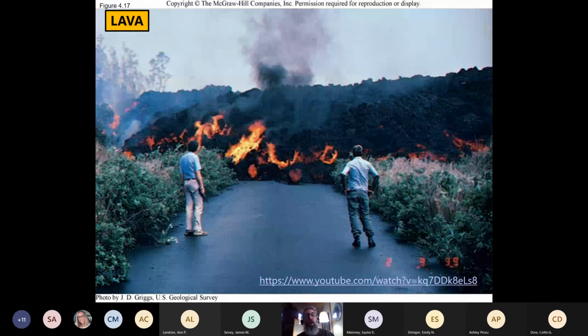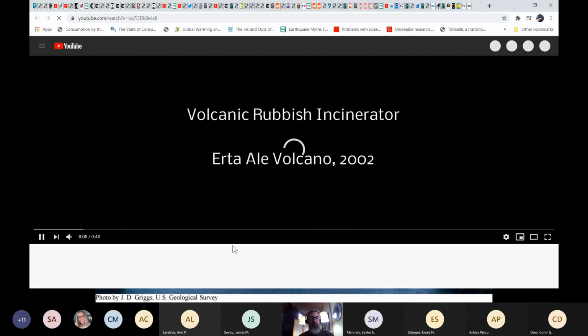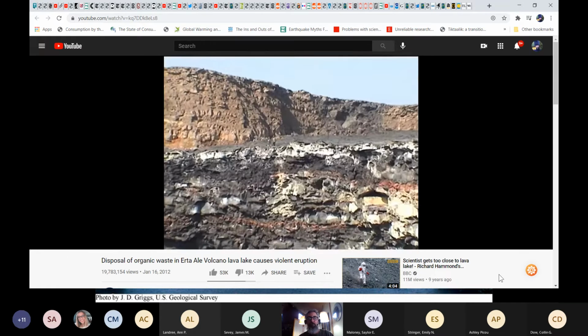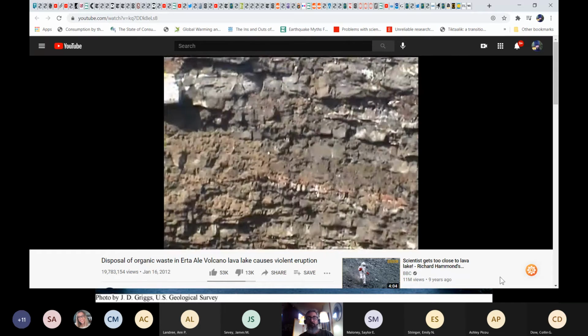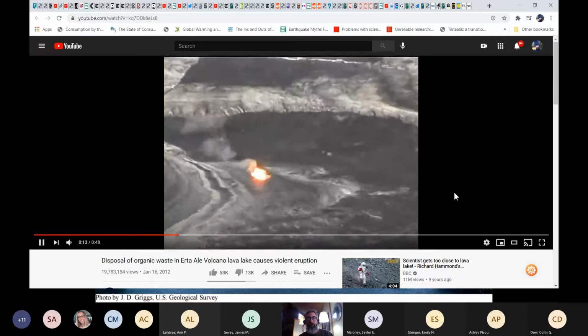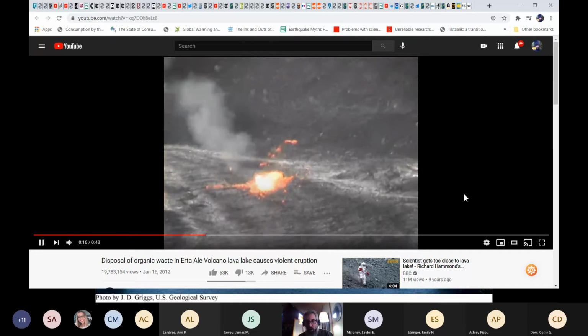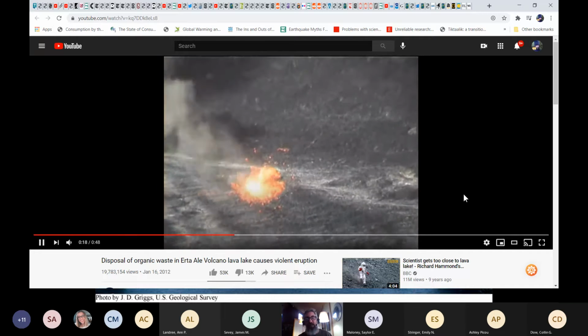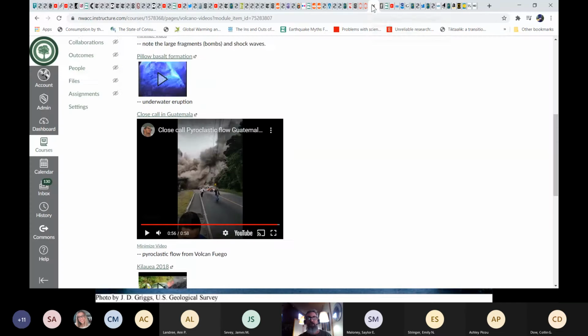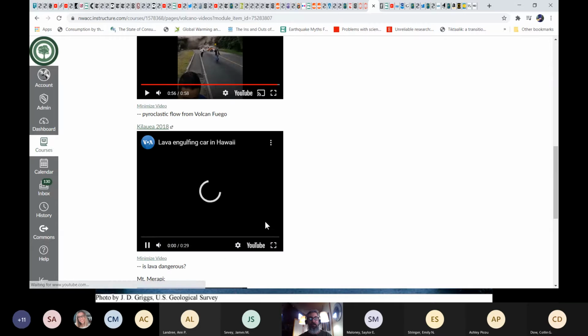Let's get to two guys who do not seem too concerned about the lava. Is lava dangerous? I don't know. Is it destructive? Here's what would happen if you tossed garbage into a volcano. So obviously, lava is extremely destructive. Lava is extremely destructive. We can also show that through some time lapse here.